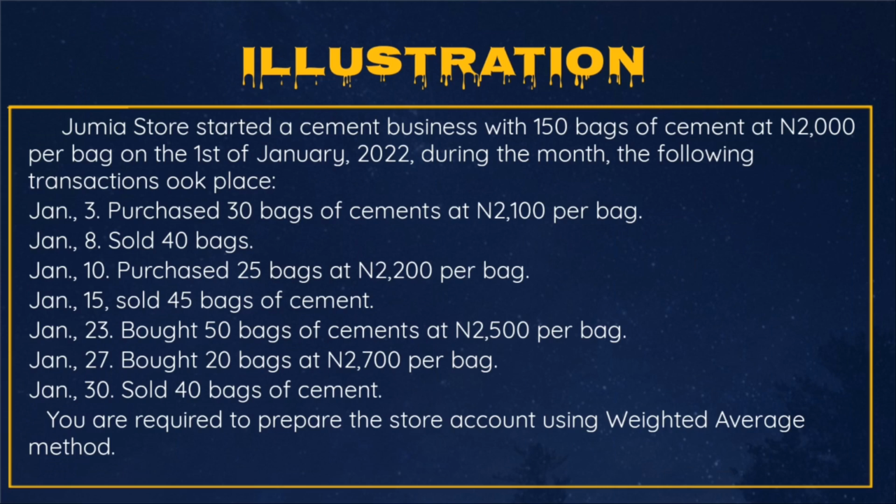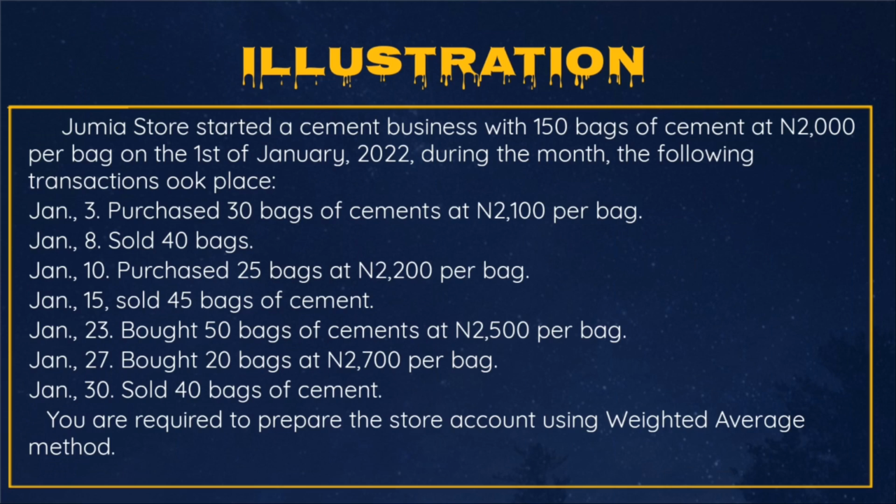January 15, sold 45 bags of cement. January 23, bought 50 bags of cement at 2,500 naira per bag. January 27, bought 20 bags of cement at 2,700 naira per bag. January 30th, sold 40 bags of cement. You are required to prepare the store account, that is the inventory account, using the weighted average method.